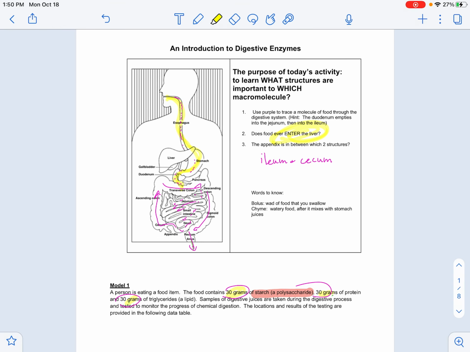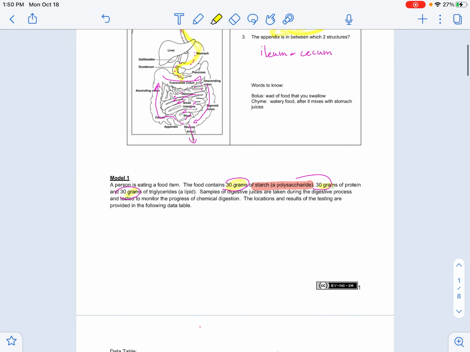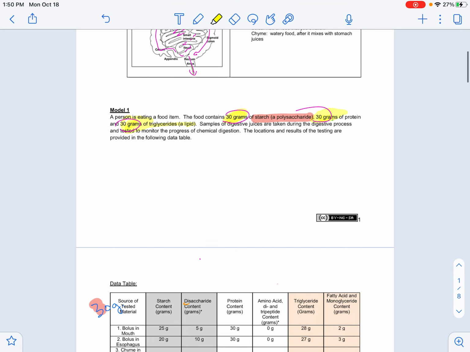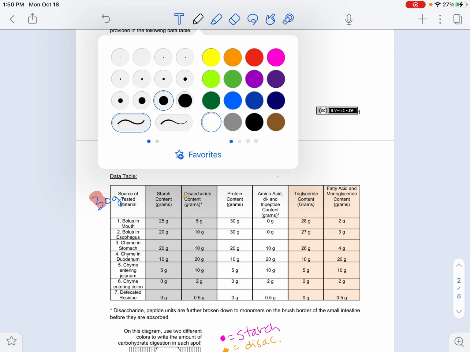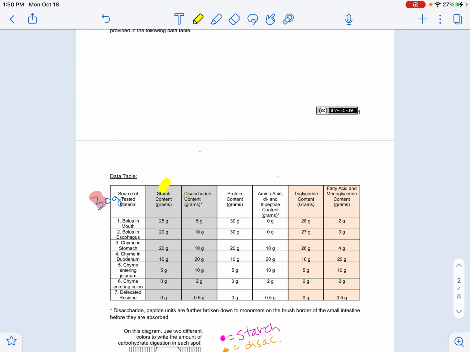So these are words that you should know. You can pause there. So in our first model, we've got 30 grams of a starch product and 30 grams of protein and 30 grams of a triglyceride, which is a fat. I don't know what food this would be, but we're going to just go with it here. So here's what we're going to be dealing with. Okay, so starch breaks down into a disaccharide. So keep in mind that starch is a poly, and it's going to break into the di right there, okay?